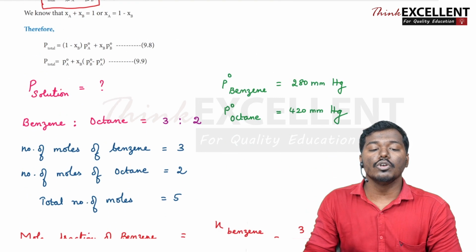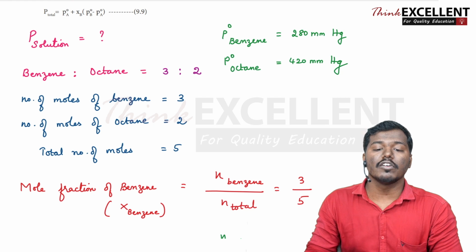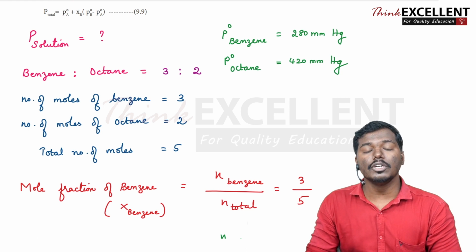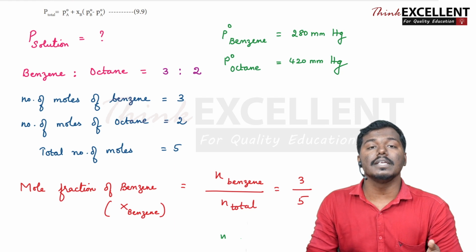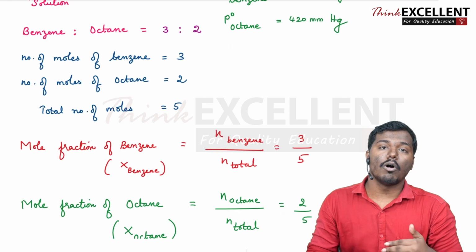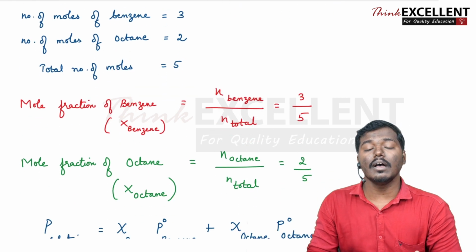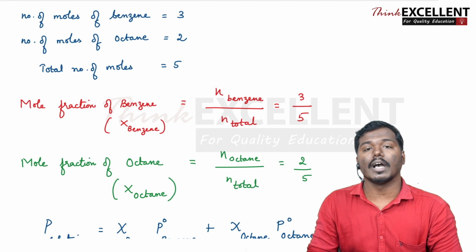அப்போ எல்லா வேல்யூஸும் நம்மளுக்கு தெரியும். Benzene and octane உடைய molar ratio 3:2 கொடுத்திருக்காங்க. அப்ப number of moles of benzene 3, octane வந்து 2, அப்ப total number of moles 5. அப்ப நம்ம mole fraction of benzene கண்டுபிடிக்கணும், as well as mole fraction of octane கண்டுபிடிக்கணும். So நம்மளுக்கு formula தெரியும், mole fraction of benzene னா number of moles of benzene by total number of moles. அப்போ benzene number of moles 3 இருக்கு, so it is 3 by 5. அதே மாதிரி octane கண்டுபிடிச்சோம்னா it will be 2 by 5.